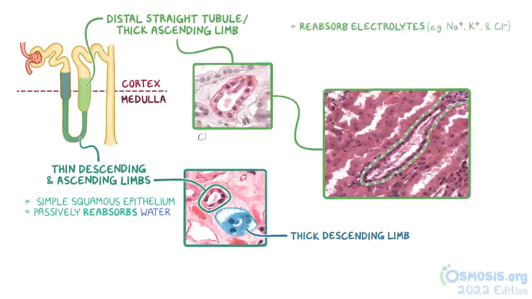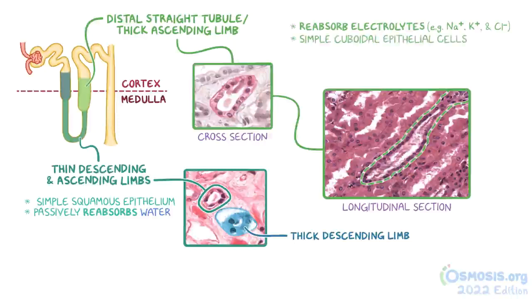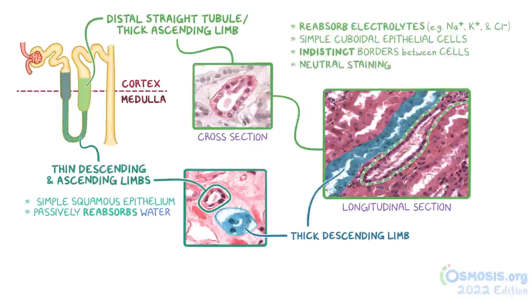In both this cross-section and longitudinal section of the tubule, we can see that the walls consist of simple cuboidal epithelial cells. These cells commonly have unclear or indistinct borders between the cells. In the longitudinal section, there are neighboring tubules from the thick descending limb that can be differentiated based on the thick ascending limb's more neutral staining, meaning it will have a noticeably lighter stain or color to the cells.